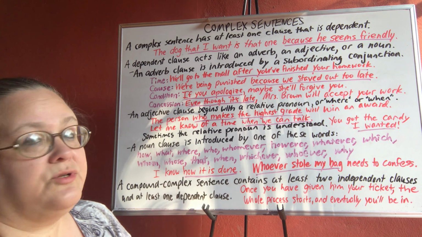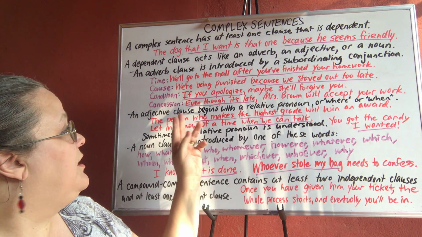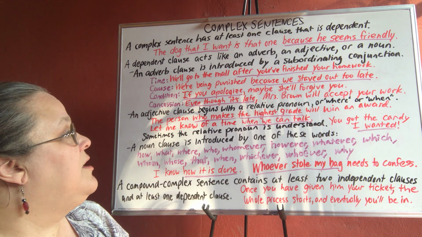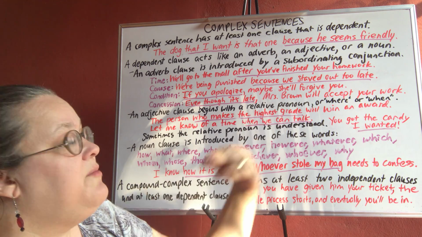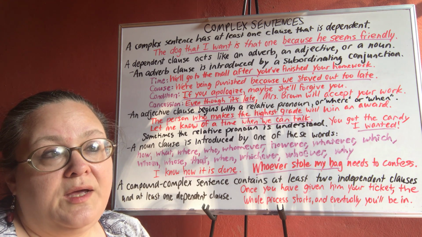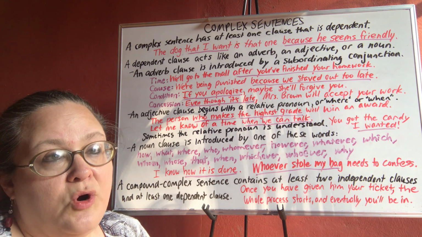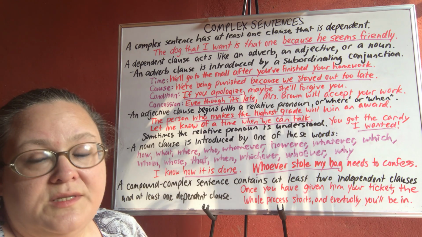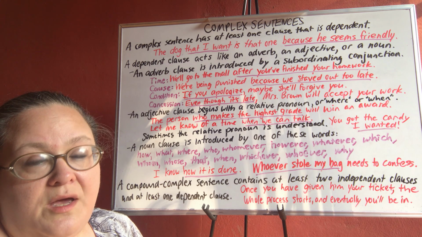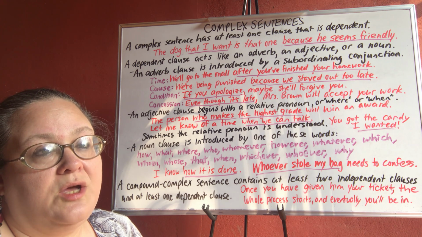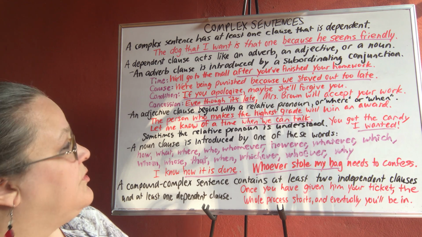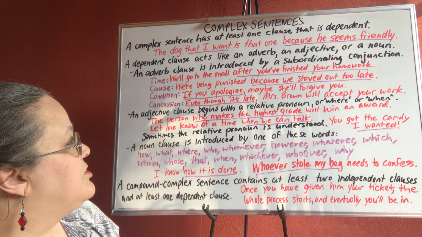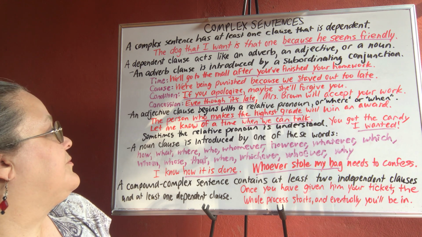An adverb clause could also tell a condition. If you apologize, maybe she'll forgive you. The main idea is maybe she'll forgive you. Okay? That is the independent clause or main clause of the sentence. If you apologize is a condition under which she may forgive you. And the word if is our subordinating conjunction.